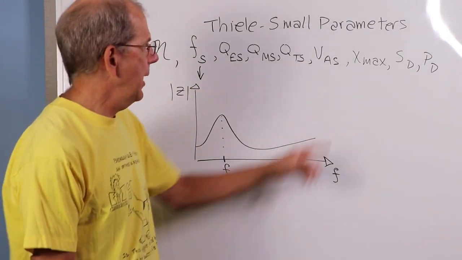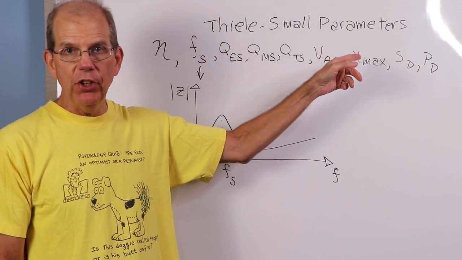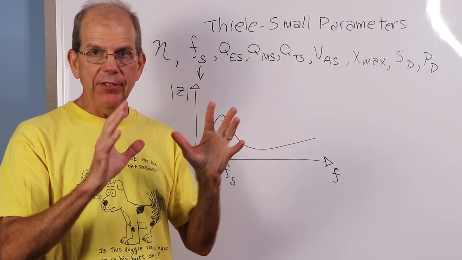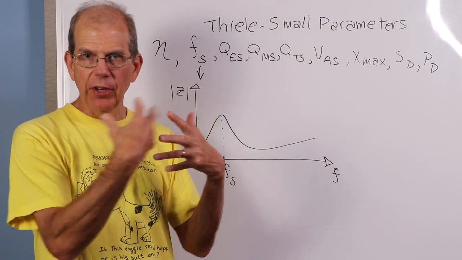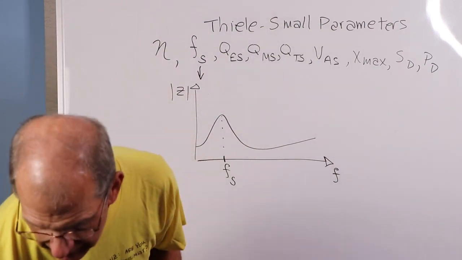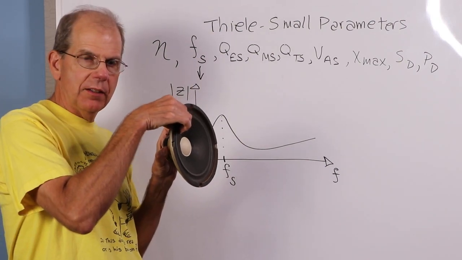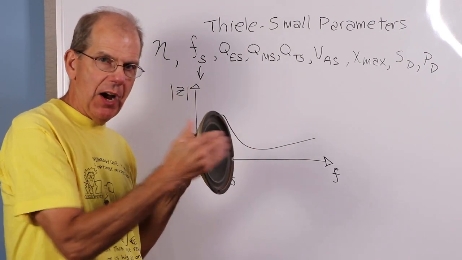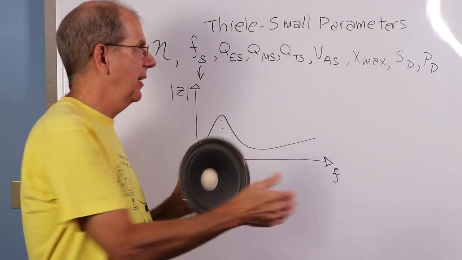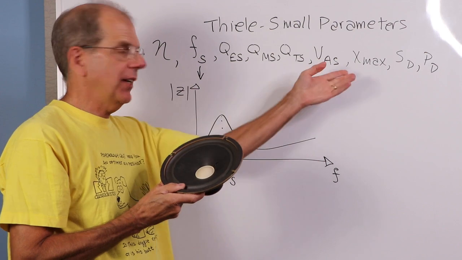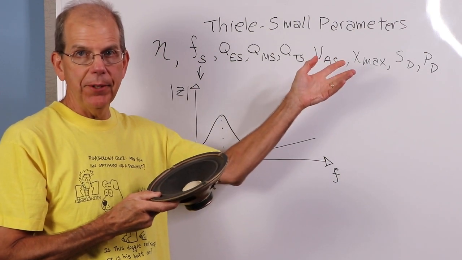All right, Xmax is the maximum linear excursion. How far can the cone move before we start to see a lot of distortion, right? There's limitations. I mean, this cone can only pulse so far, right? So what is that maximum amount before we see a certain amount of distortion? That's what Xmax is.